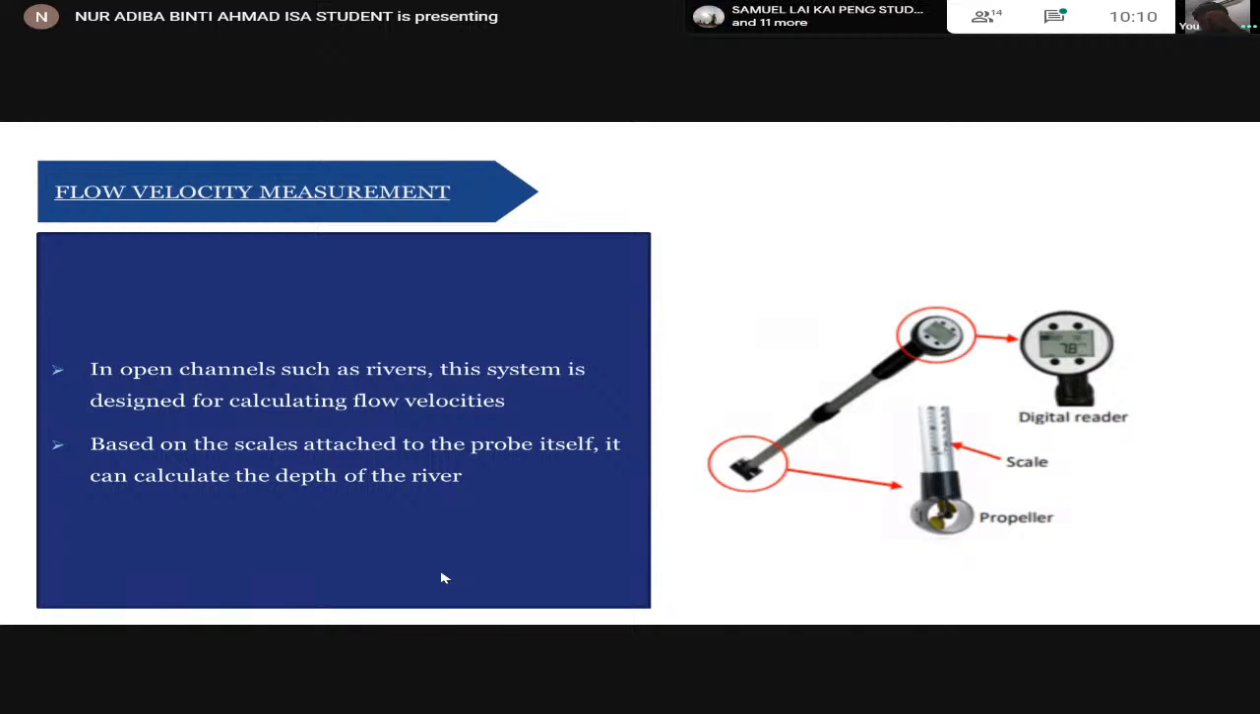Okay, for the next slide is flow velocity measurement. It is used in open channels such as rivers. This system is designed for calculating flow velocity. Based on the scale attached to the probe itself, it can calculate the depth of the river.